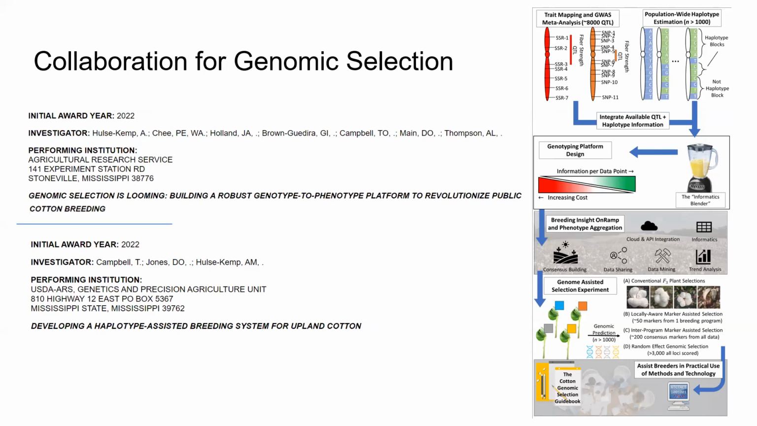And then running some advanced large-scale genomic selection experiments in the field and testing those to make use of a practical application to make something similar to the cotton genomic selection guidebook. So we've been awarded a couple projects that we have just initiated in 2022 to work towards these goals.